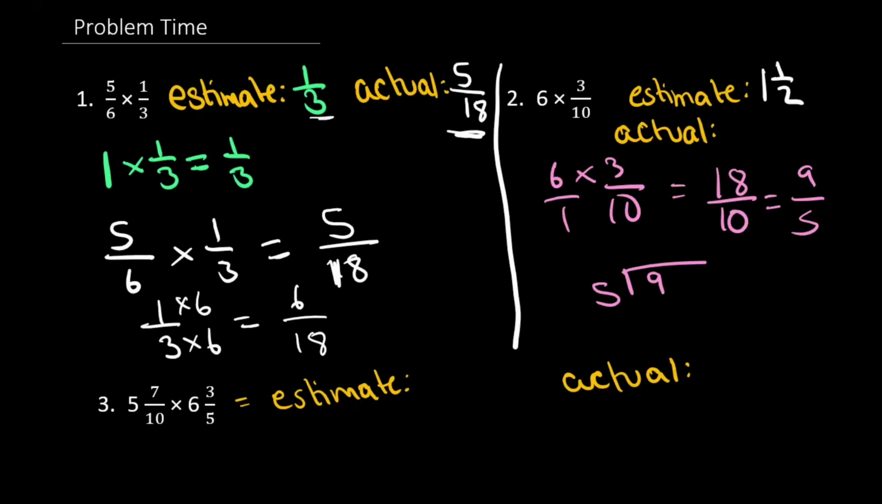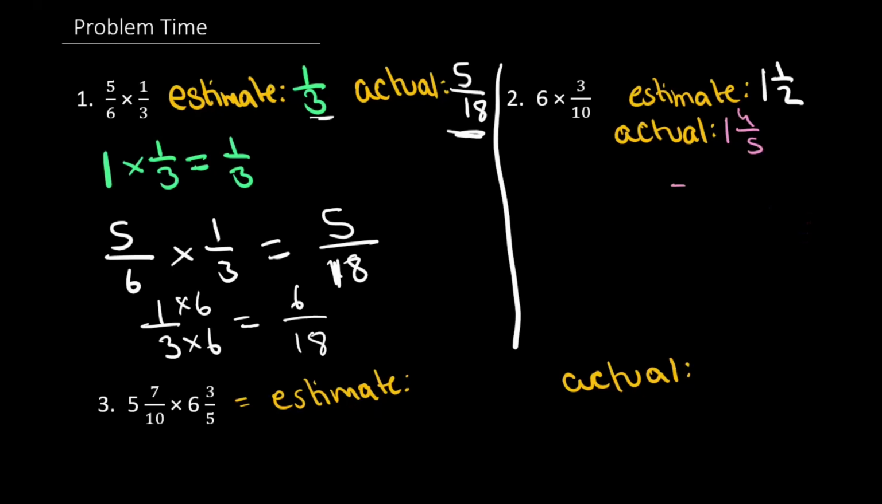So 5 goes into 9 once, and then we have 4 left, and our answer is 1.4. So let's do one thing. Let's have the same denominator to see if our estimate and our actual answer are close. A common denominator I can think of is 10. So 5 times 1 is 5, plus 4 is 9. So I'm reading the actual answer.